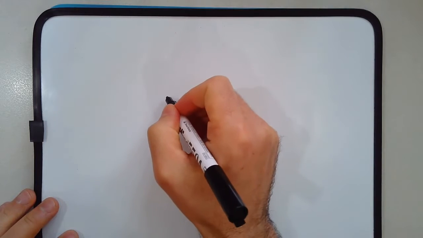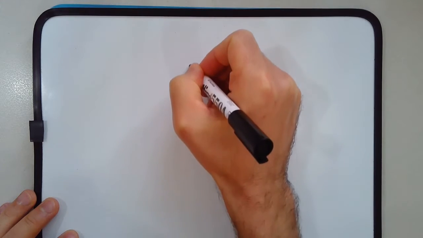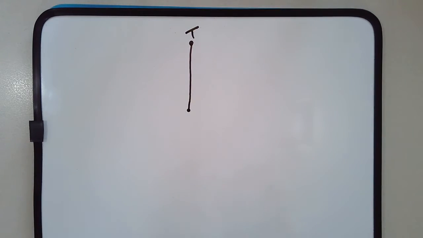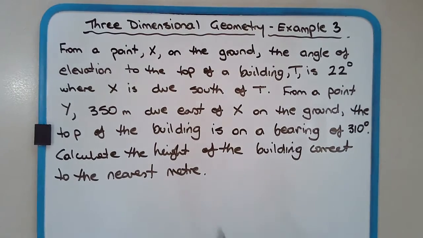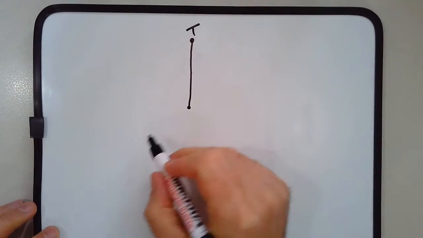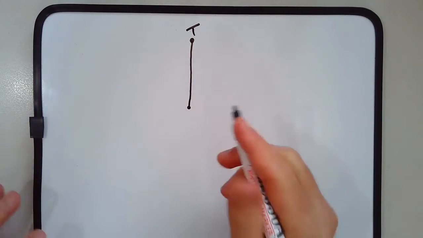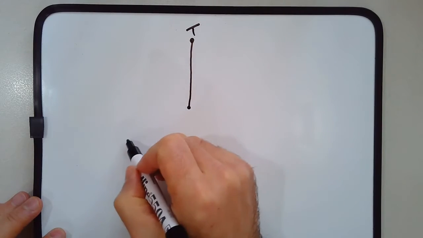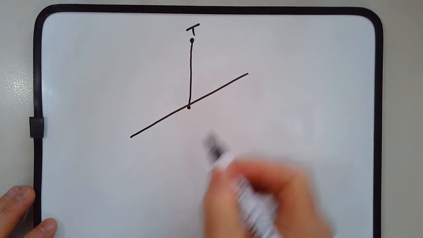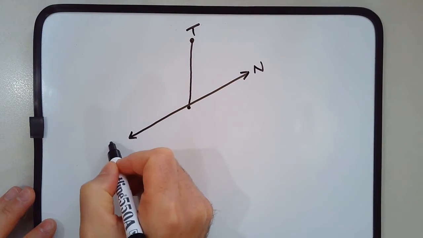Okay, so let's say there's our building. I might just draw the building here. That's the top of the building, and this point X is due south of T, and there's an angle of elevation there of 22 degrees. So I'm going to draw a compass rose, but I'm going to simulate it, or draw it in perspective, so that it's as if the compass rose is on the ground. Something like that. So there's north and there's south.